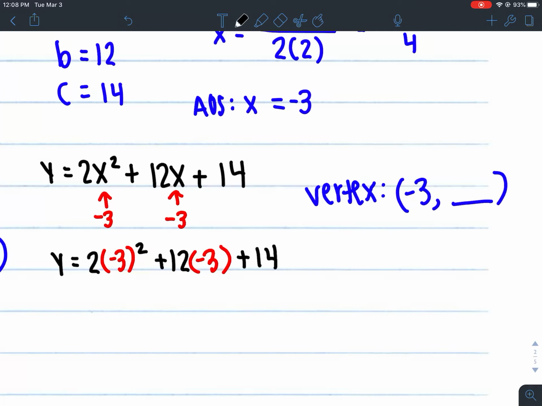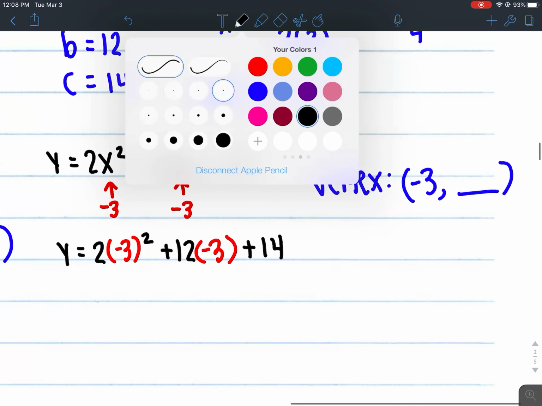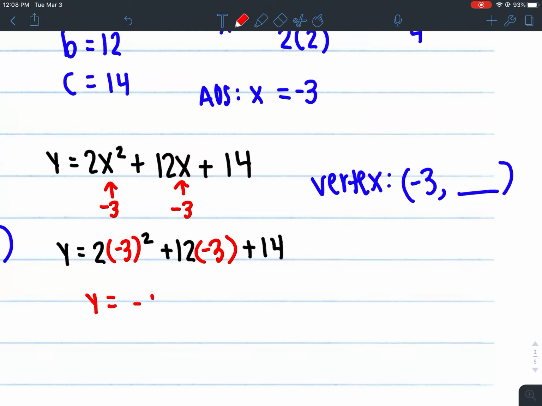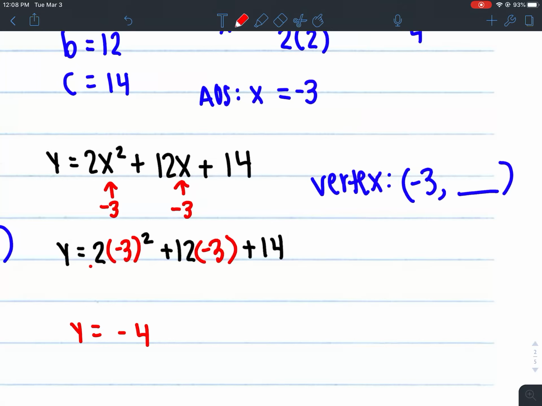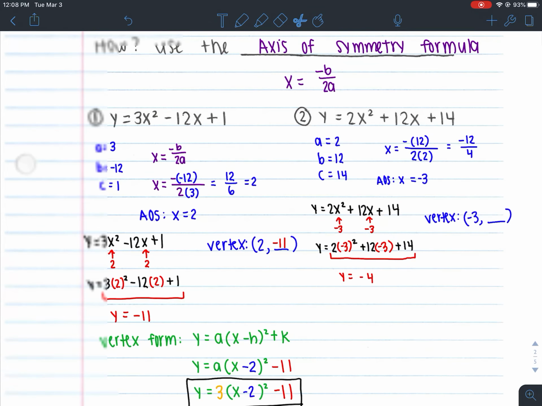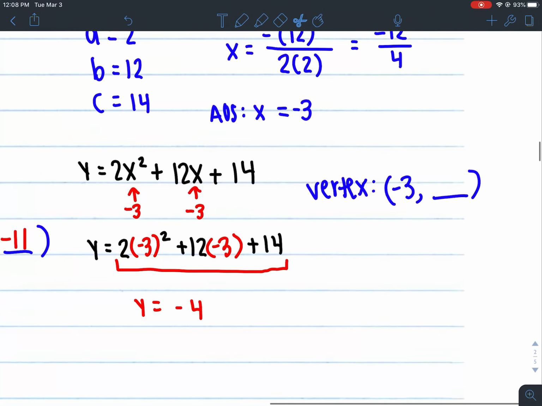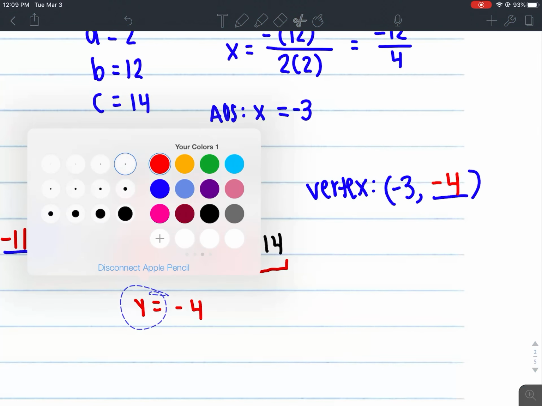Squared plus 12, negative 3. I keep making a mistype, so I'm sorry. Yeah, it is negative 4. So y equals negative 4. Okay, so all of this equals negative 4. All right, negative 4. So my vertex is negative 3, negative 4.